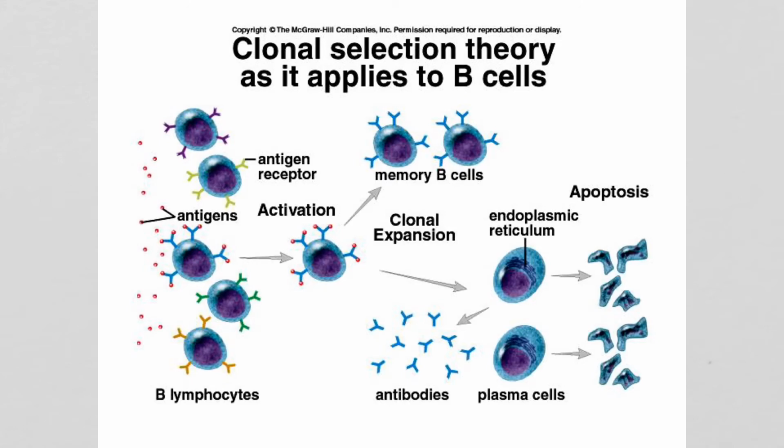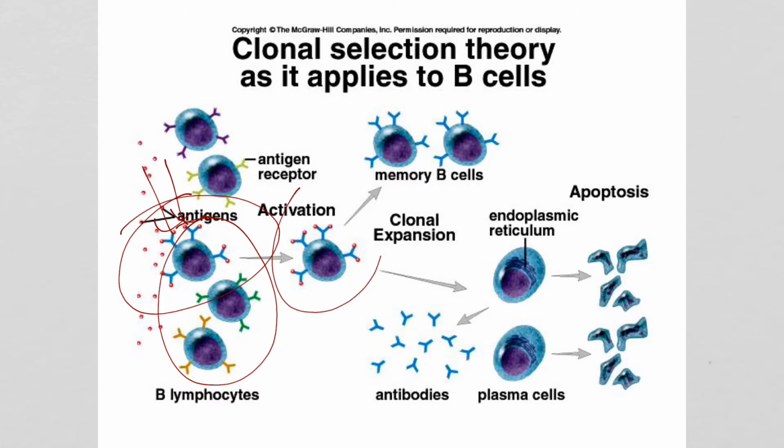So here we can see this happening. We can see the B cells. These B cells can either be stimulated by antigen presentation from a helper T cell, or in some cases the antigens will actually, freely floating antigens will bind to receptors on the B cell. Notice that the antigens only fit to specific receptors, and only the B cells with those antigens bound are activated.